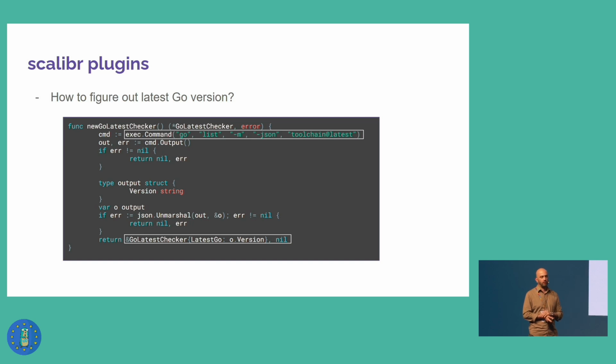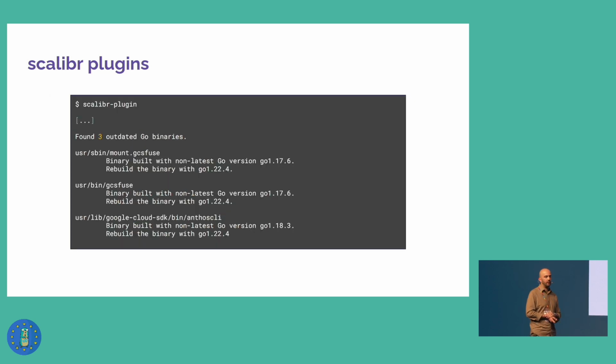I built it, I called it, again, non-creatively, Scalibur plugin, and I ran it in an actual real-world container. Here are the outputs. It said, I found 3 outdated Go binaries, and then it lists information for all of them. Let's just look at the one at the bottom. Basically what it's saying is, I found a CLI binary. It was built with non-latest Go version 1.18.3, and the recommendation is please rebuild this with Go 1.22.4. That was released earlier this month.